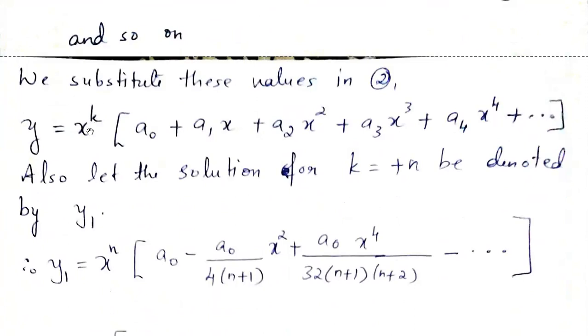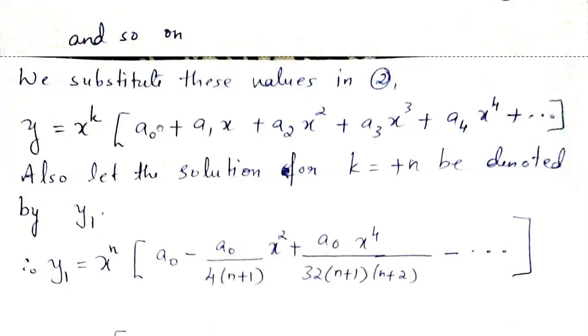Now, which case are we taking here? We are taking the case where the value of k is equal to plus n. So x power k becomes x power n. Since we are taking the value of k as n here, this solution for y will be called y1, because you are taking only one case of k. Since you are taking only k equal to plus n, instead of the complete solution y, we are taking one independent solution y1. So y1 will be equal to x power n.